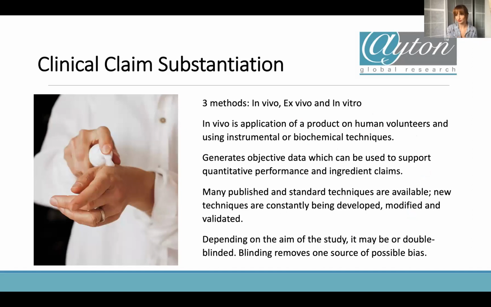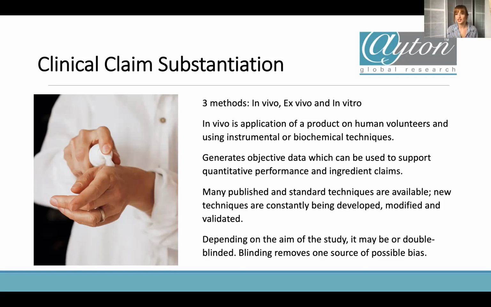So claim substantiation. As I mentioned, I'm going to go into it in a little bit more detail. So we're going to look at two overall branches, just to make it nice and simple today. So one is our clinical claim substantiation. This is where I was talking about instrumental studies. So we have three methods: in vivo, ex vivo, and in vitro. What do they mean? In vivo is on a person. Ex vivo is a person's biological material, but off the body. So it could be like hairdressers. And in vitro is kind of man-made, on a petri dish or something like that.